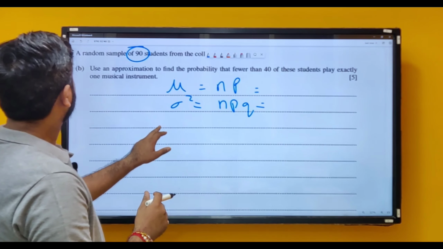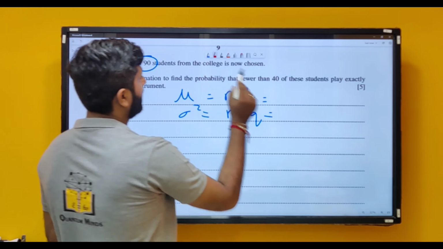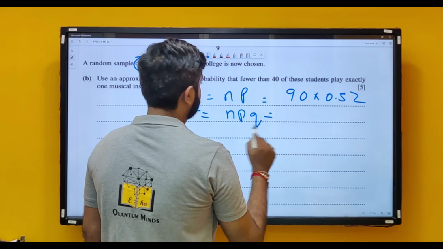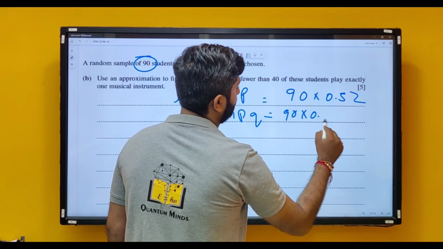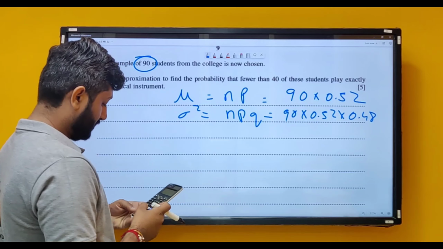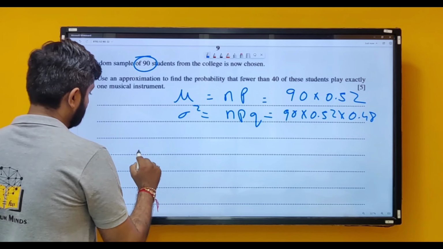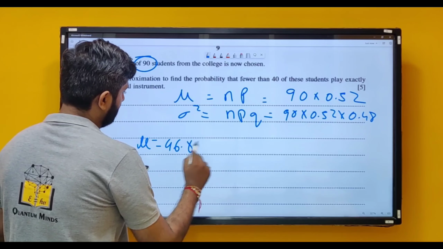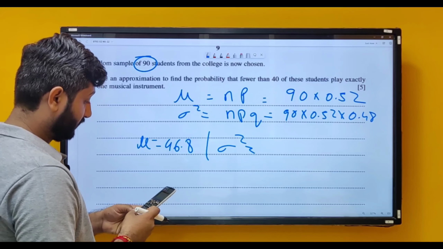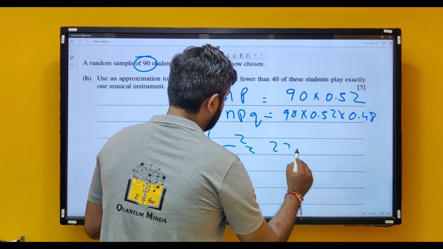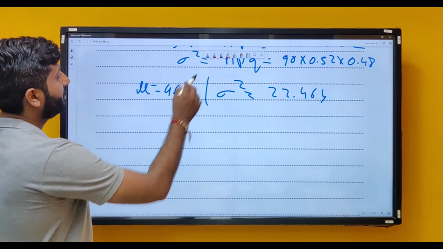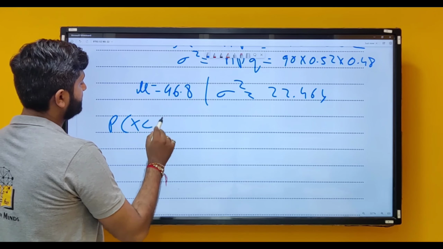So we have mu, which is 90 into 0.52, and sigma square is 90 into 0.52 into 0.48, right? So 90 into 0.52, mean is 46.8 and sigma square is 90 into 0.52 into 0.48, which is 22.464. I am supposed to find fewer than 40, right? Fewer than 40 meaning probability of x less than 40.